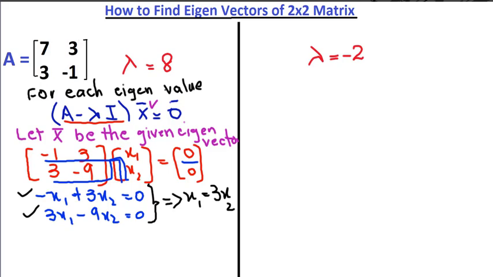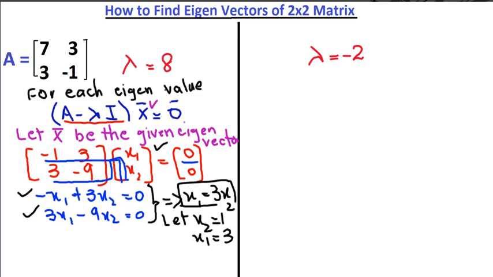for our convenience, we can say let x2 equal 1. If I put x2 equals 1 in this equation, what will be x1? x1 will be equal to 3. Now I have got the values of x1 and x2, and I just need to put them back in the above equation. If I put them here, it must satisfy the equation, or you can say I have got the eigenvectors corresponding to lambda equals 8.